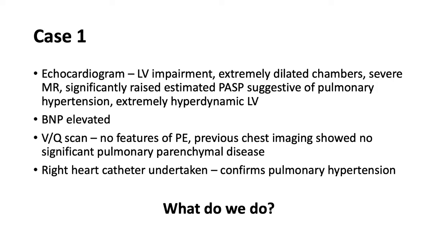As you might expect, his BNP was significantly elevated, and as part of investigations of other causes of his pulmonary hypertension, which I'll go on to talk about in a minute in terms of the general approach to a patient with this sort of problem, the VQ scan didn't show any evidence of perfusion defects, and previous chest imaging had shown that he didn't have any significant signs of sickle lung disease. We found a helpful cardiologist to undertake a right heart catheter, and that confirmed pulmonary hypertension. So what did we do, and what do you do in general for patients such as this?